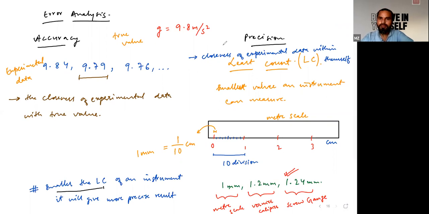Accuracy and precision may have different meanings according to significant figures, according to least count, and according to the true value. I've just defined according to the true value. According to the true value, accuracy means the closeness with respect to the true value, and precision has nothing to do with the true value. It tells you the closeness within themselves. But according to significant figures, it has a different meaning. I will explain later.